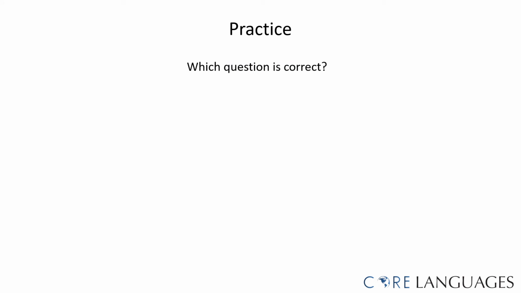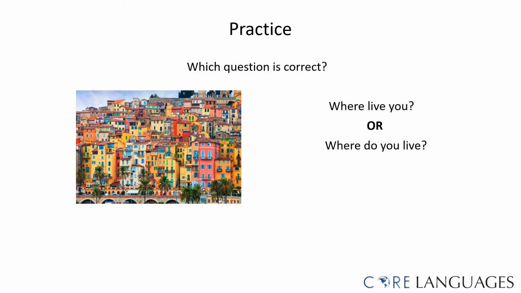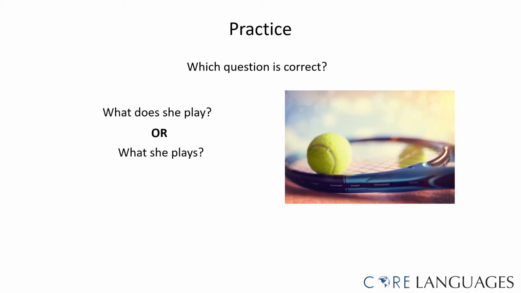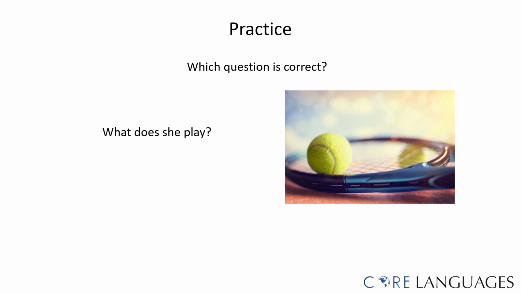Look at the following two pictures and example questions and try to choose the correct one. For example, where live you? Or where do you live? Excellent. The correct question is, where do you live? How about this question? What does she play? Or, what she plays? Very good. What does she play?